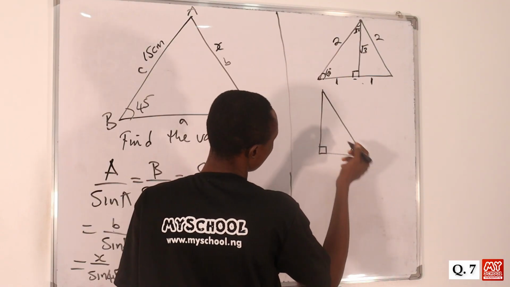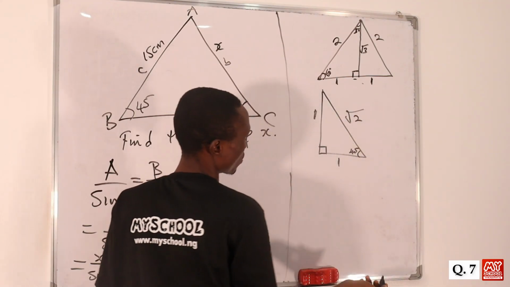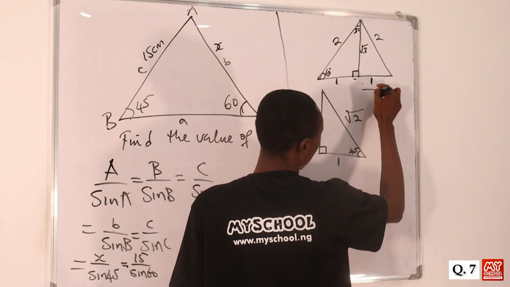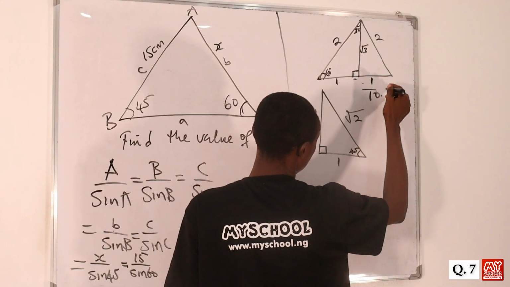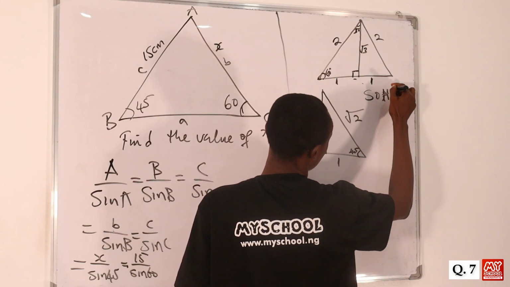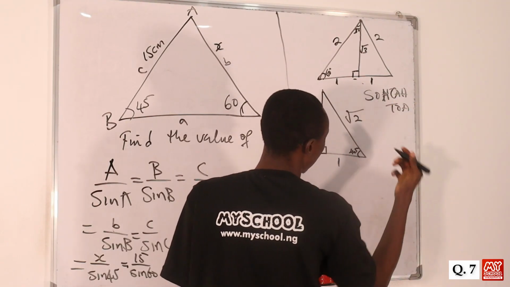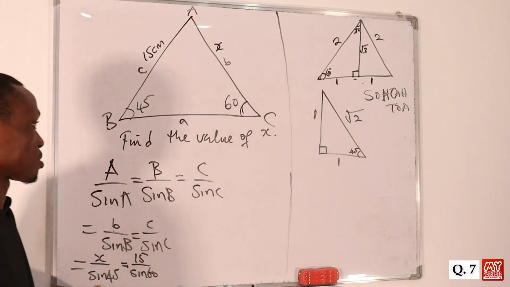Okay, so here will be 1, here will be 1, and here will be root 2. Then you just use your SOHCAHTOA to get any angle that you are asked to find. So let's say, for example, you are looking for sine 45.